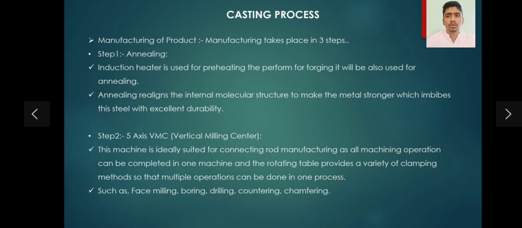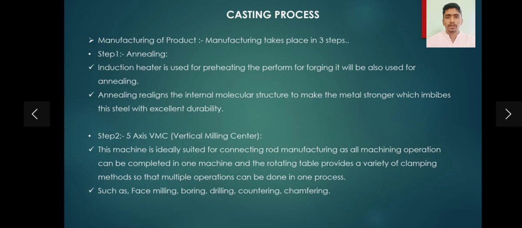So here is the casting process in detail. Manufacturing of the product. Manufacturing takes place in three steps. Step 1 is annealing. In annealing, an induction heater is used for preheating the preform for forging. It will also be used for annealing. Annealing realigns the internal molecular structure to make the metal stronger, which gives the steel excellent durability.